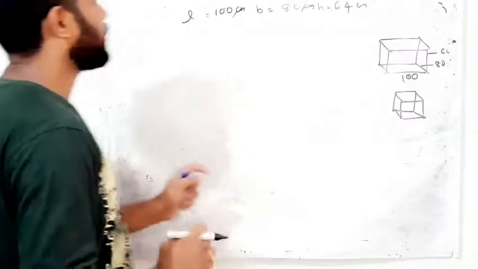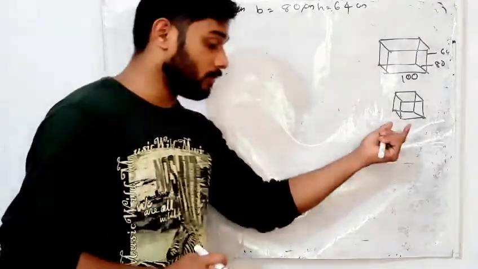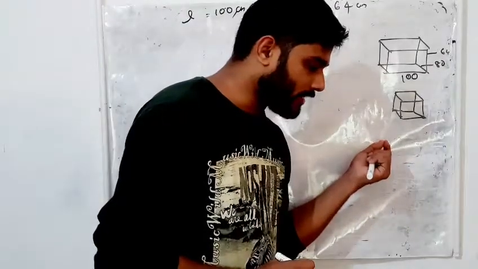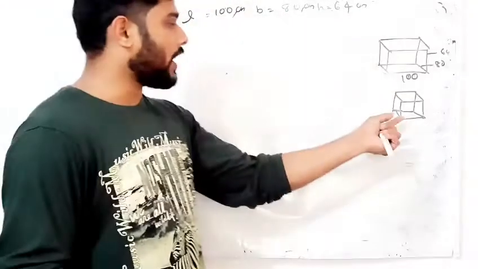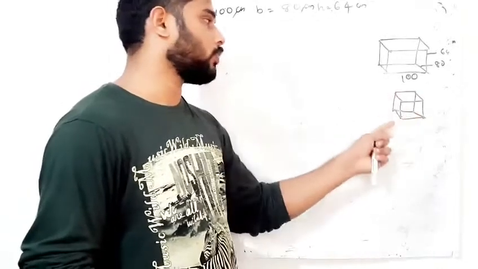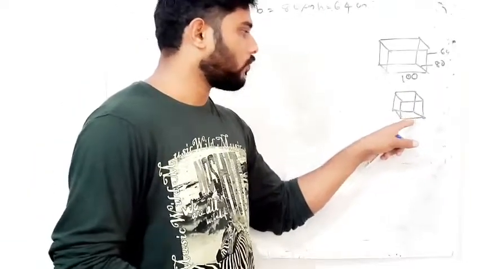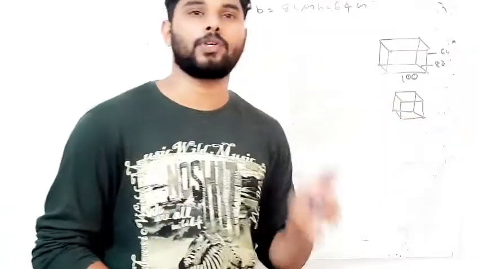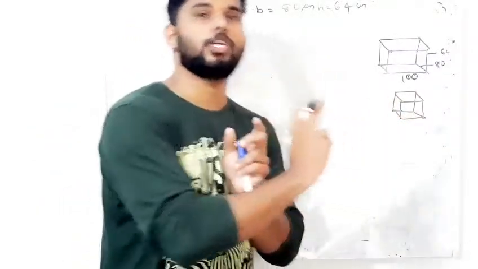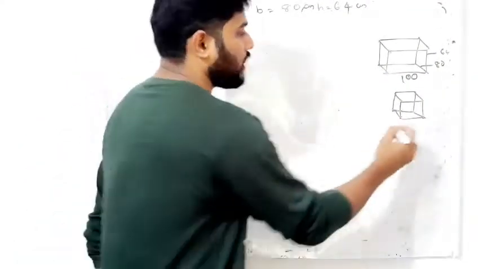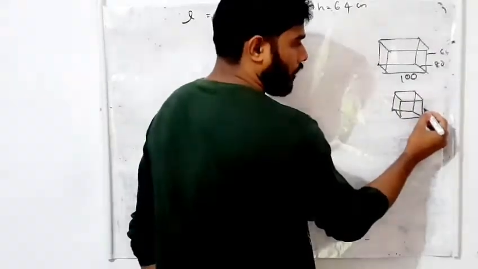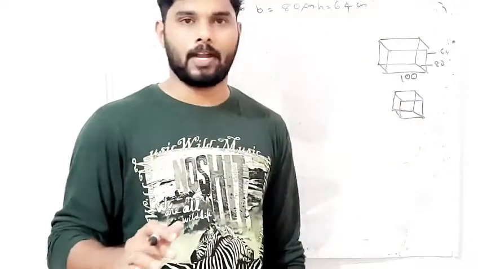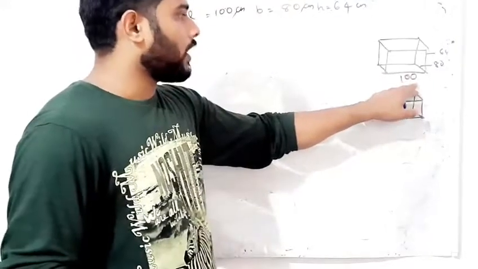Clear? So how can we find out? What do they want us to find out? Find the length of each edge of the cube. That means we have to find out the length of this cube. If the length is 5 cm, all the sides have 5 cm, because a cube's sides are always equal to the other sides. If one side is 5, this one also 5, this one also 5, this height also, everything is the same. Understood?